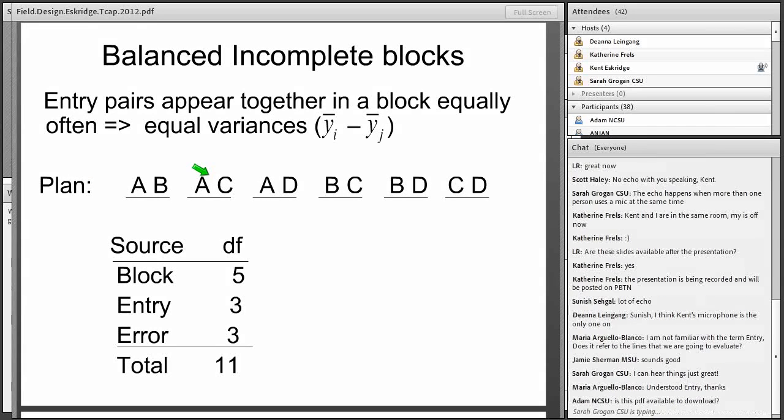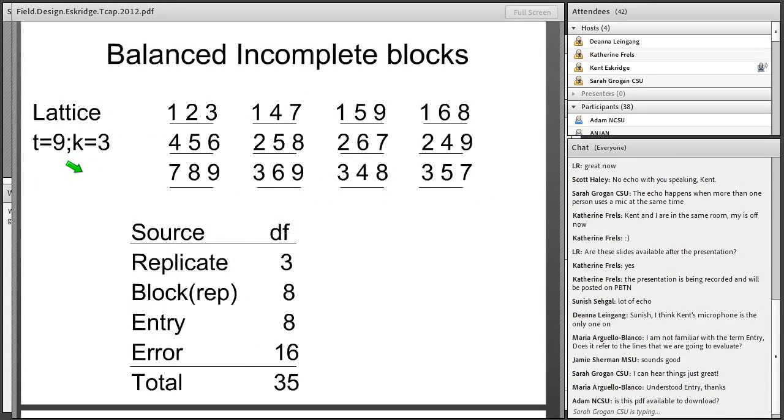Okay, the analysis of variance is also very nice and easy to understand. In this example, you have 6 blocks. You have 5 degrees of freedom per block and 3 degrees of freedom per entry, and error of 3 degrees of freedom. Probably not enough degrees of freedom to really have much power, but it's a valid analysis. Okay, so this is the simple idea of a balanced incomplete block.